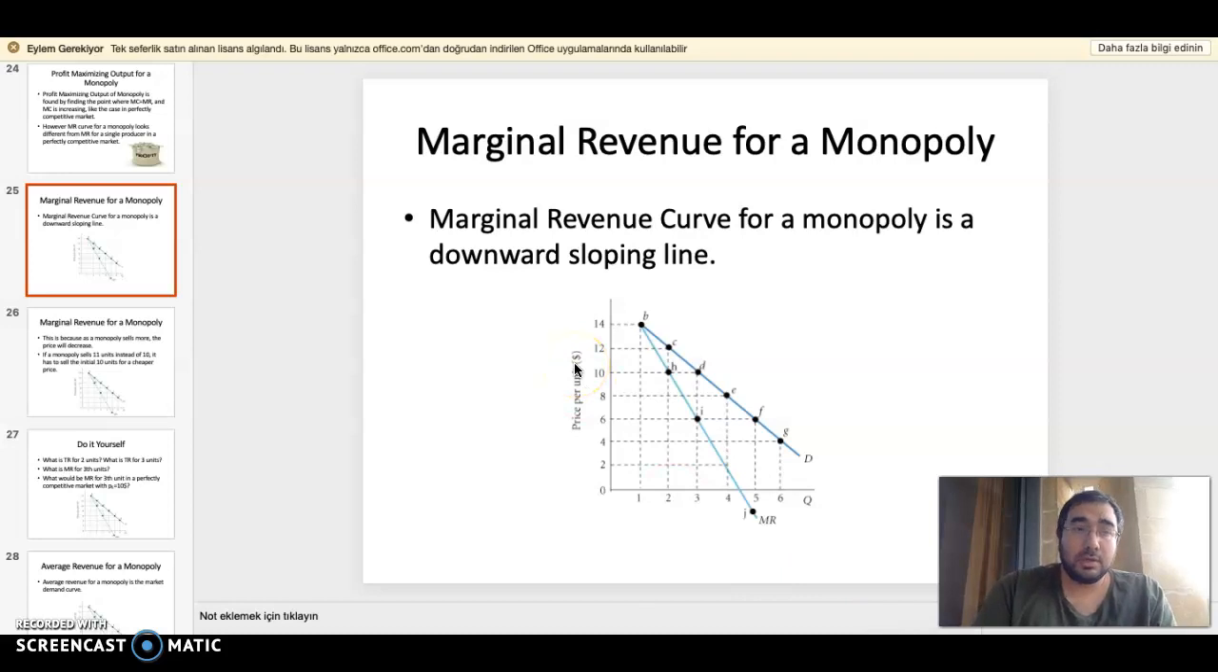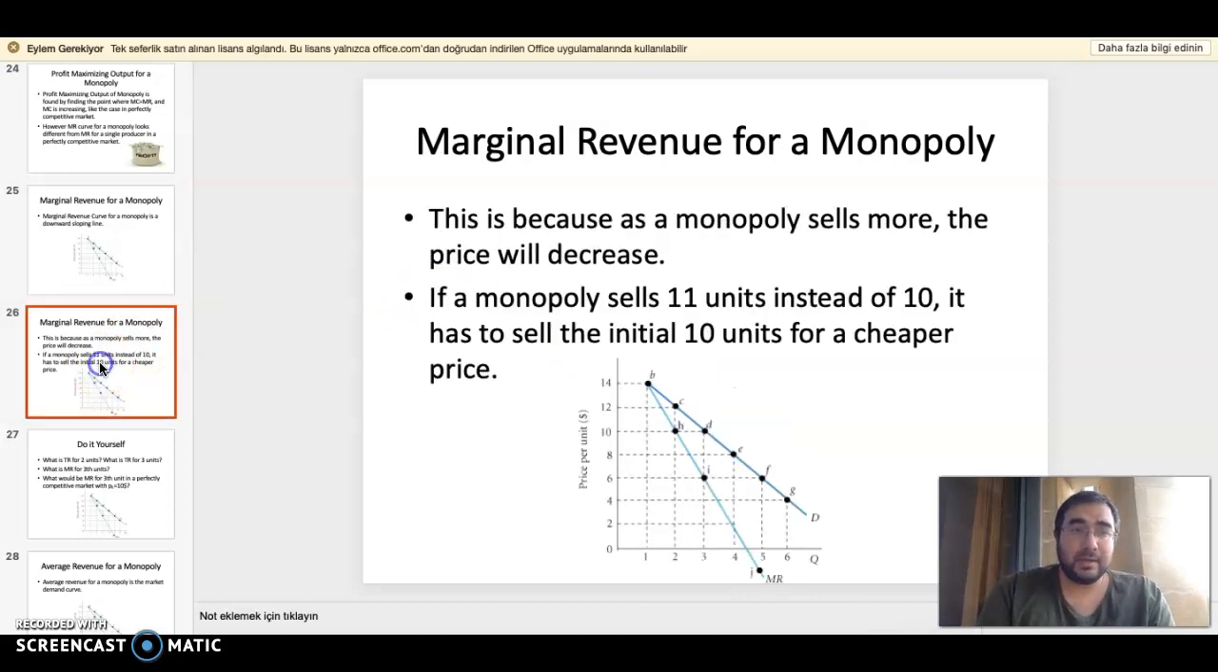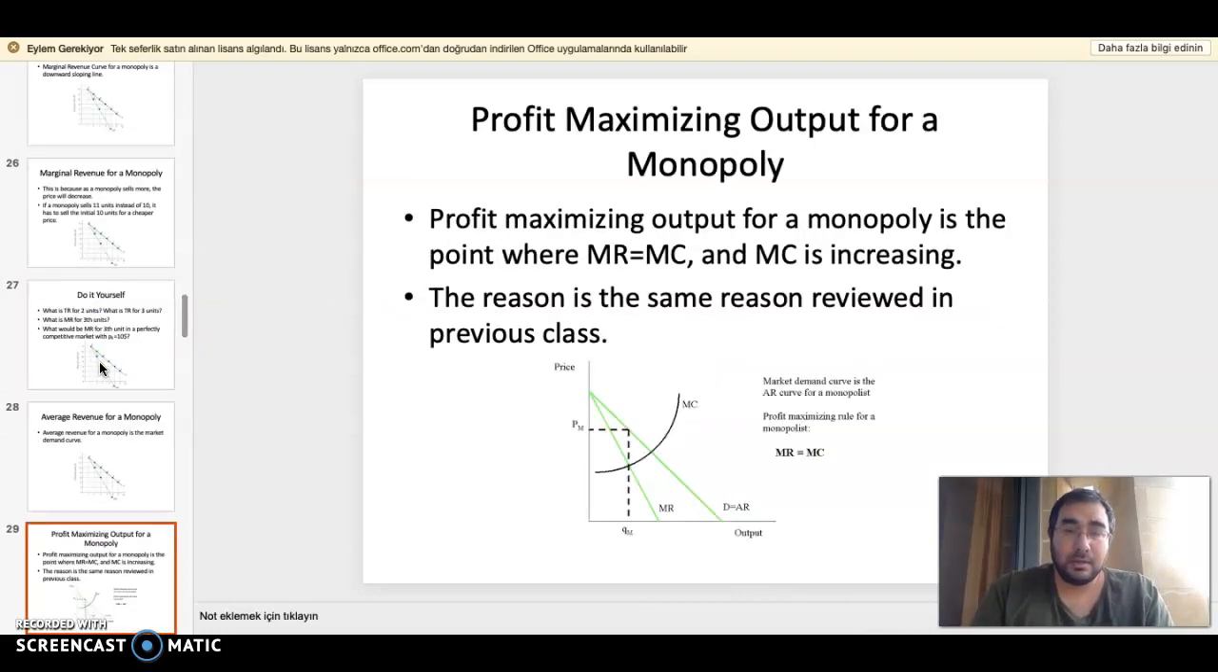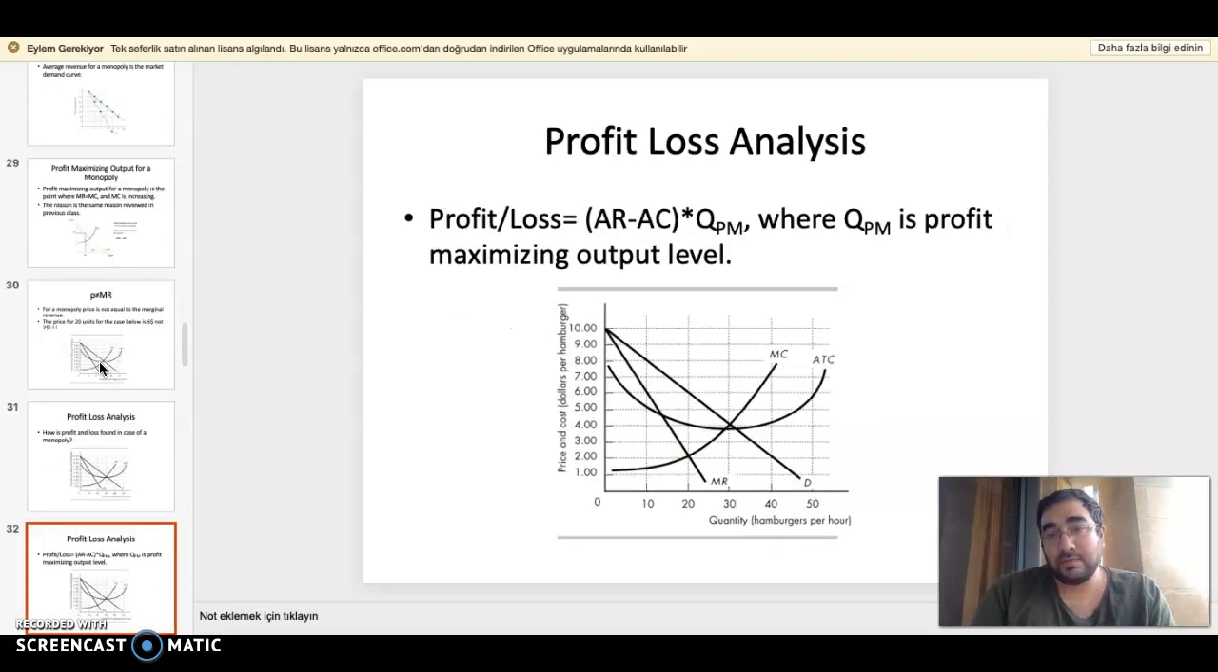So let's continue with the potential cases for the monopoly. The main point is this: as long as the demand curve, not marginal revenue curve, but the demand curve is above the average total cost curve, this would mean our monopoly is having profit.